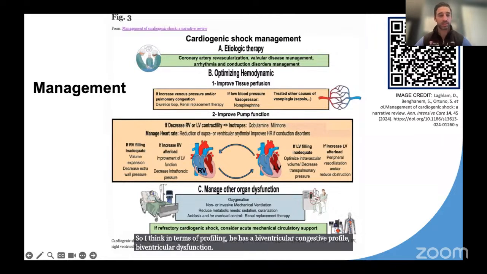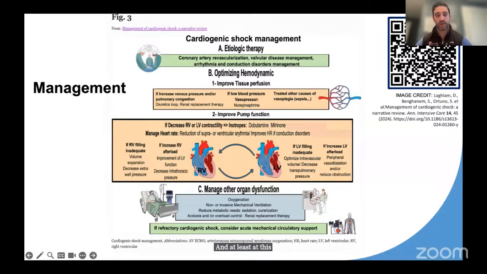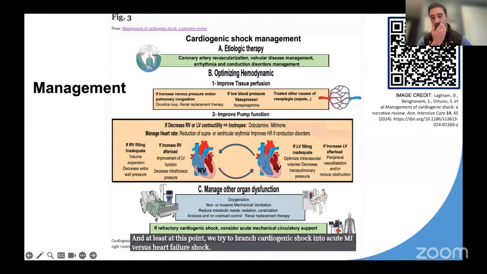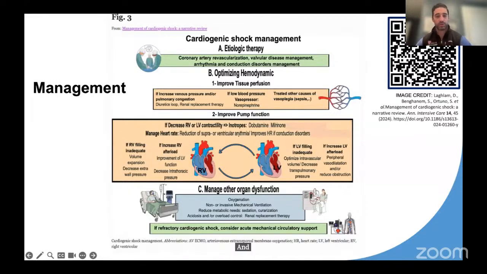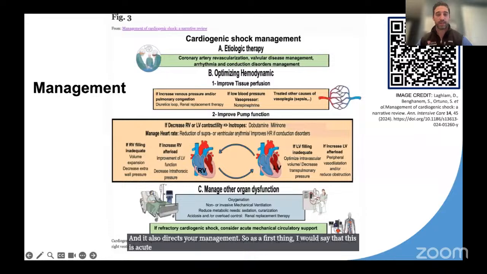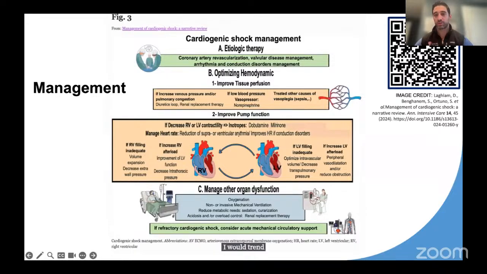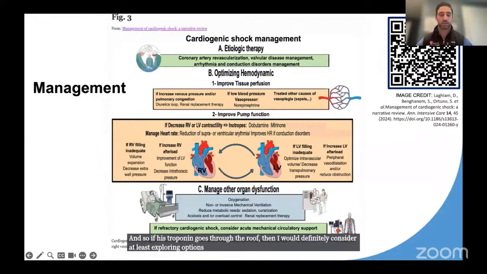And at least at this point, we try to branch cardiogenic shock into acute MI versus heart failure shock. And the reason is that the two etiologies behave very differently, and it also directs your management. So as a first thing, I would say is this acute MI shock or not acute MI shock. I would trend that troponin. This could be an early presentation, so if his troponin goes through the roof, then I would definitely consider at least exploring options for revascularization.